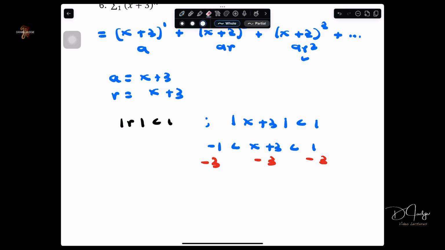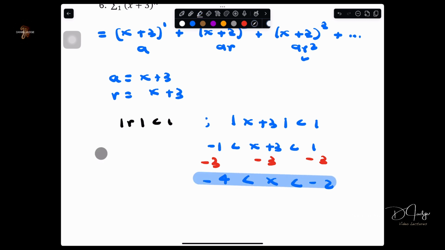Let's write that a lot better. Negative 4, this is what the iPad does. It wants to do this. Come on. Negative 4 less than x, less than negative 2. I guess we have to write slower. We'll get convergence for these values of x.